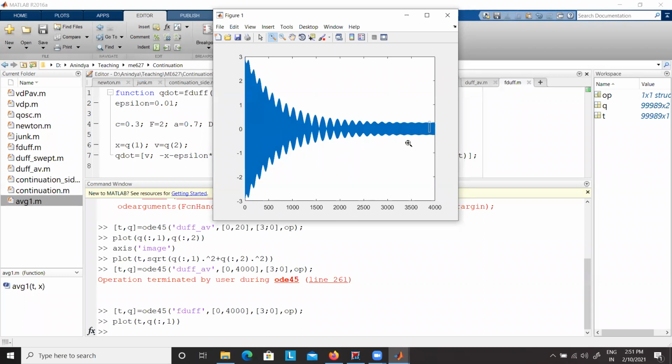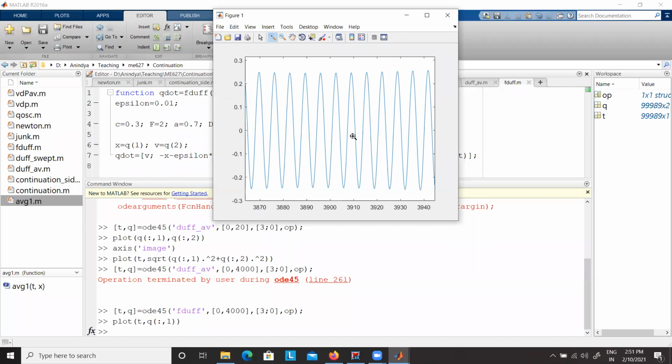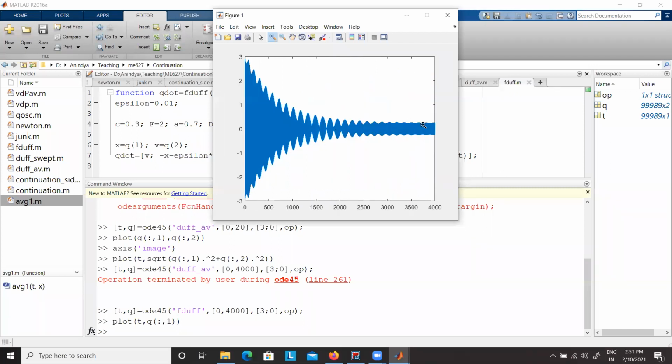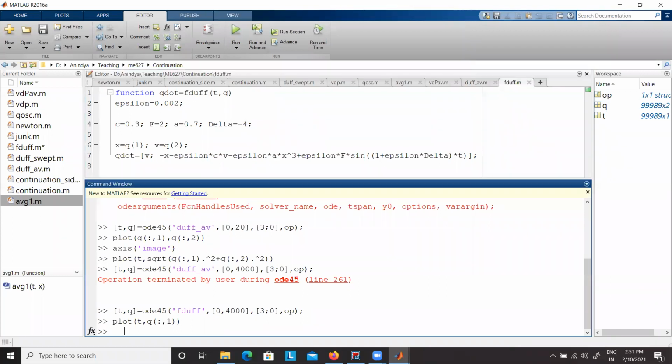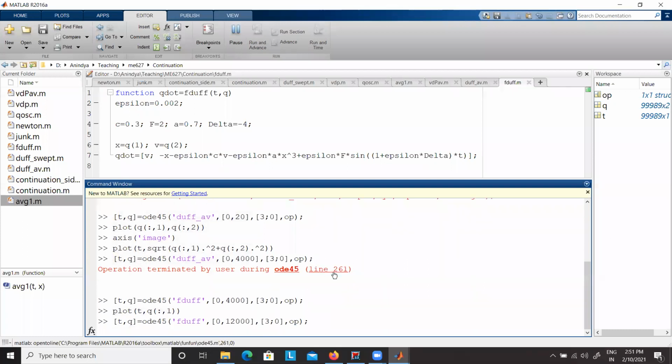And if you look there, you will see that something seems to be a bit off, because this amplitude is 0.25. I don't know why that is. Why is that? It should match better. Oh, but it will match if epsilon is smaller. Okay, so let me make it 0.2. And let me make this 12,000. Minus x minus epsilon.